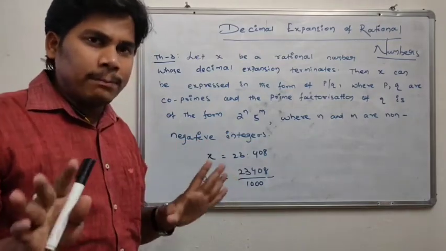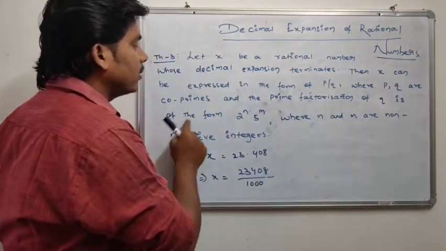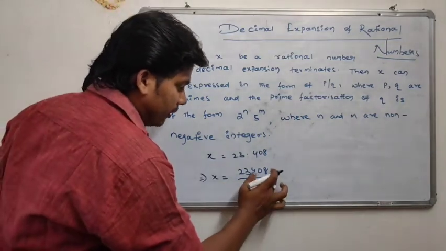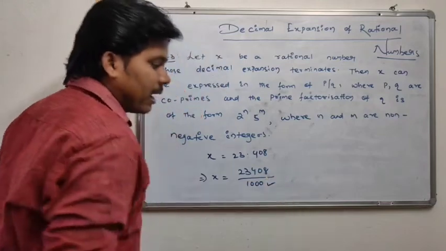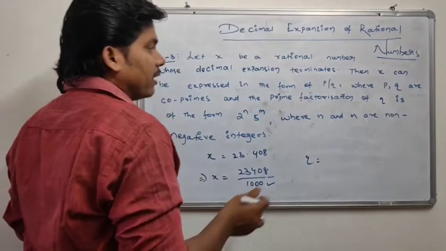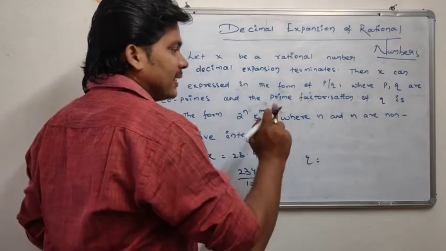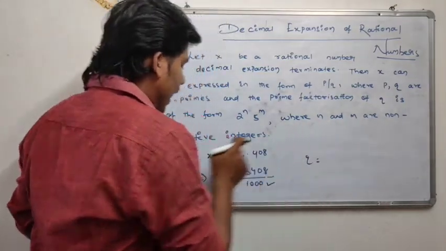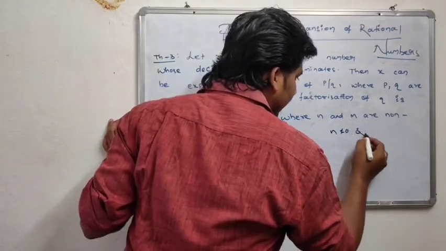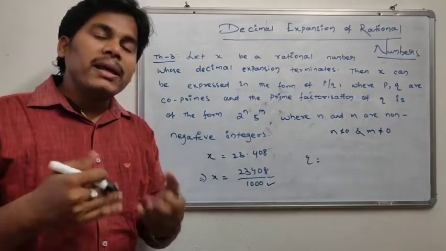But for the time being, we will discuss something else. p and q are co-primes and the prime factorization of q is of the form 2 power n, 5 power m. We should not discuss this number now; we shall discuss q. If we represent q in the form 2 power n and 5 power m, what are n and m here? Here n and m are non-negative integers, meaning n and m may be equal or may not be equal.